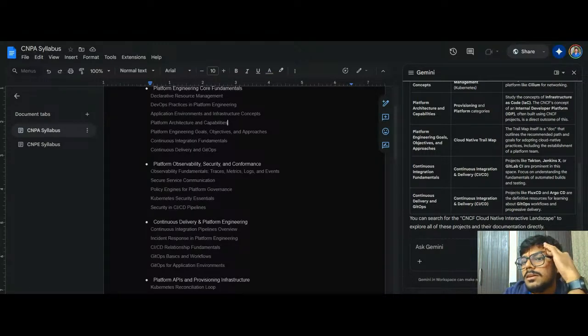CI/CD, all right. Continuous integration and delivery. All right. I know where to find this particular topic, which docs would help.